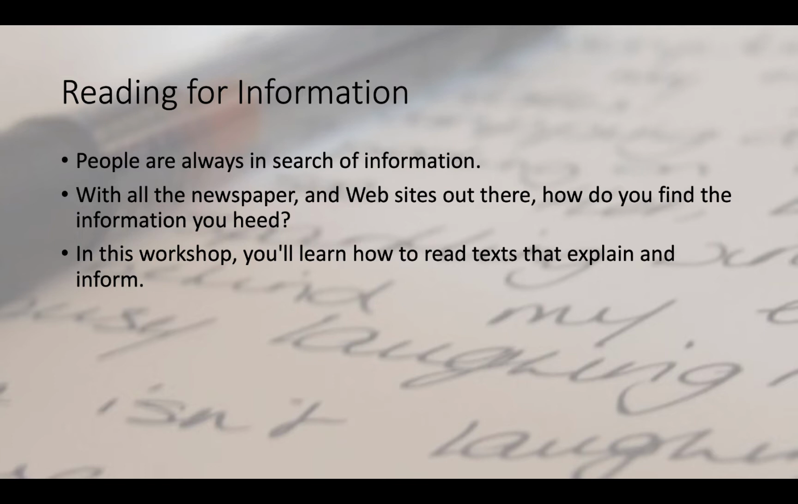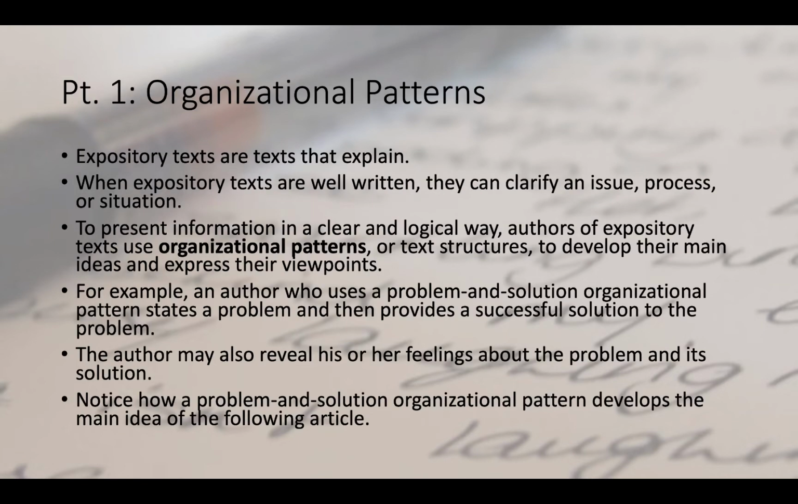People are always in search of information, and we have lots of websites and newspapers that tell us different things, but how do we find information that we need? In this workshop, you'll learn to read texts that explain and inform. So we need to talk about organizational patterns. Expository texts are texts that explain. When expository texts are well written, they can clarify an issue, a process, or a situation. To present information in a clear and logical way, authors of expository texts use organizational patterns or text structures to develop their main ideas and express their viewpoints.